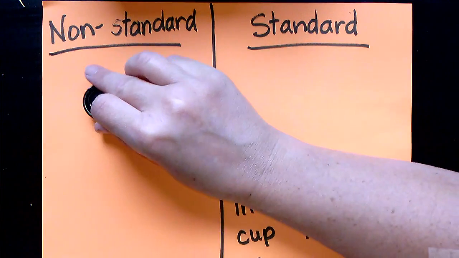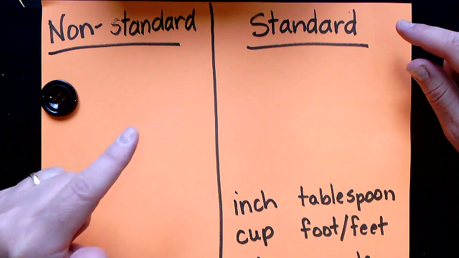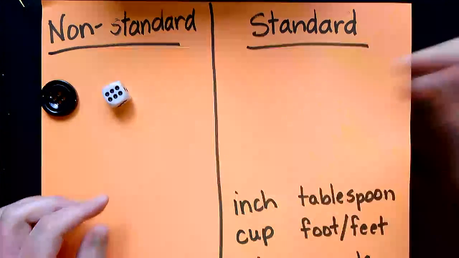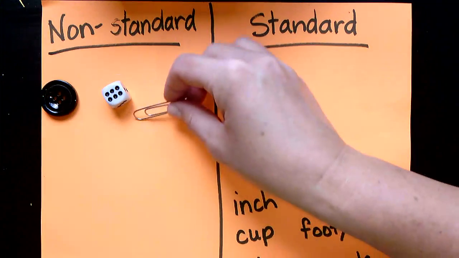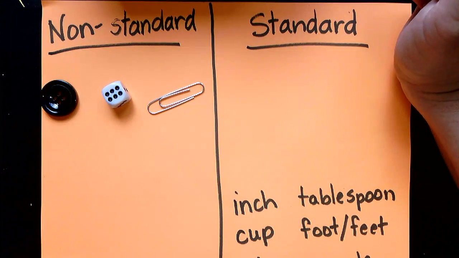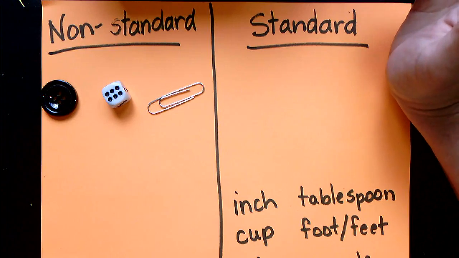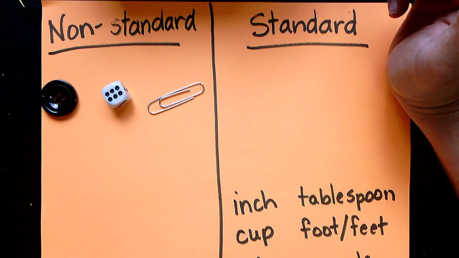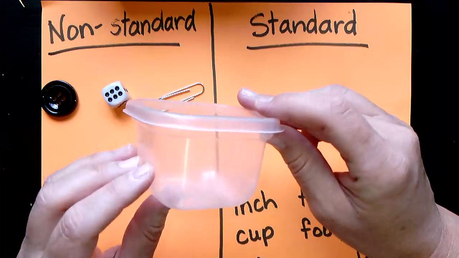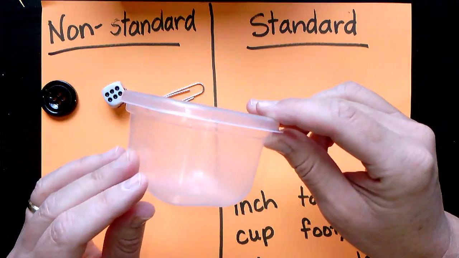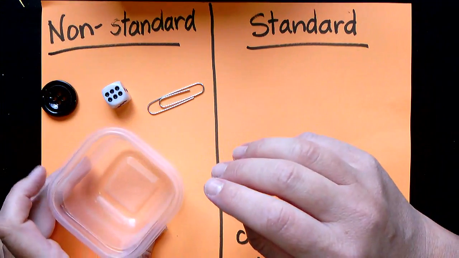So when we talk about non-standard measurement, maybe we can measure things with buttons, like how many buttons long something is. Or we could use dice. How many dice long is something? We could measure with paper clips. One of your activities later is to measure using feet, different shoe sizes. So you're going to use that. So that's non-standard measurement. This little cup, when we're measuring capacity, is a non-standard measurement because it doesn't have any numbers on it, okay? So you're going to use this as a non-standard.